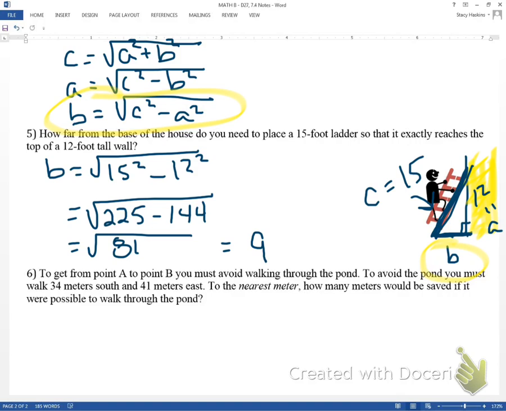Because this is a word problem, you should always label your answers. So look back in the story problem. What should be the label? 9 what? 9 feet. Alright, think you can do these? Let's go ahead and look at number 6.